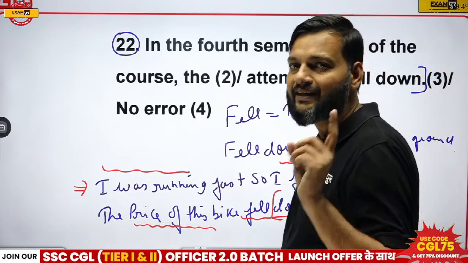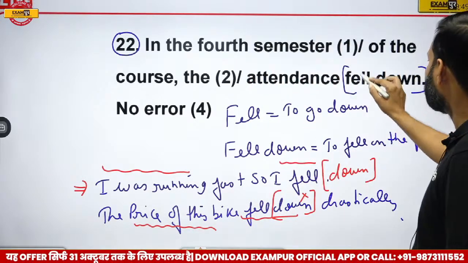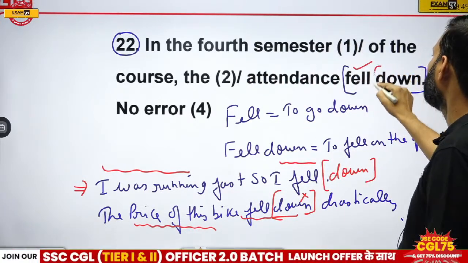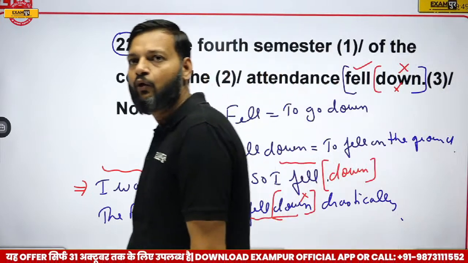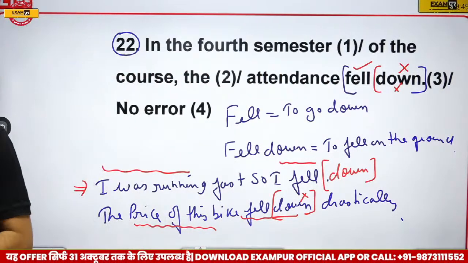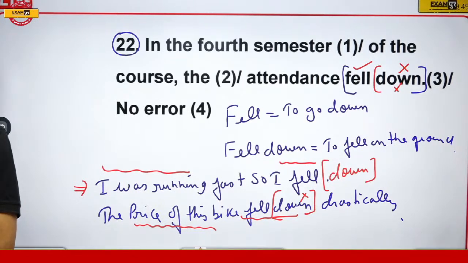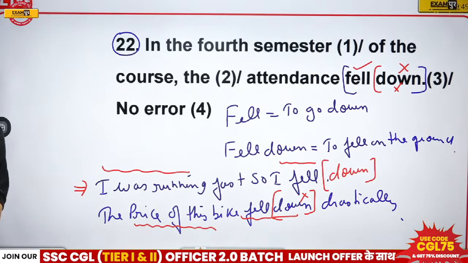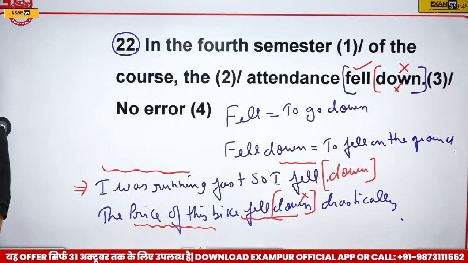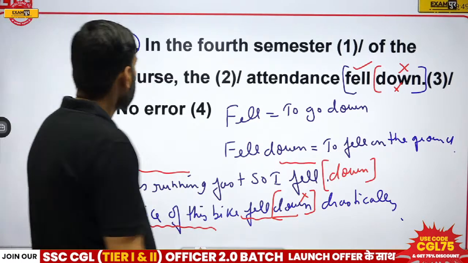So you need to understand the difference between fell, to fall, and fall down. Here fell is absolutely correct. This is the second form of fall, but down will be removed. So here down is superfluous. Okay, hope you got the answer. Clear? Okay. Let's see the next question.